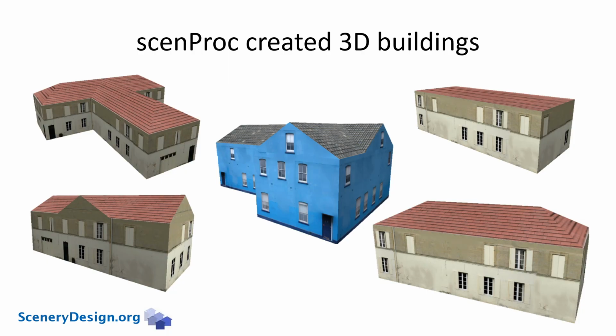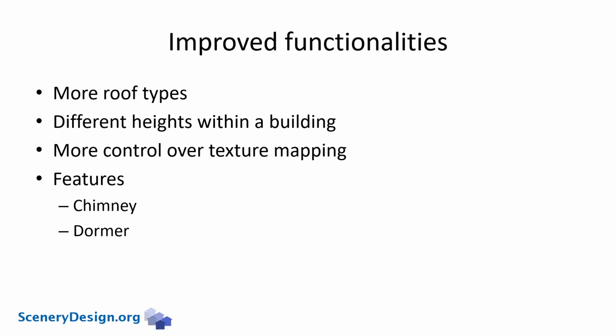But I wanted to make more realistic buildings than this, so that's why I started improving the building generation functionality. So what has been improved? There are more roof types to choose from now. You can also have segments with different heights within the same building.